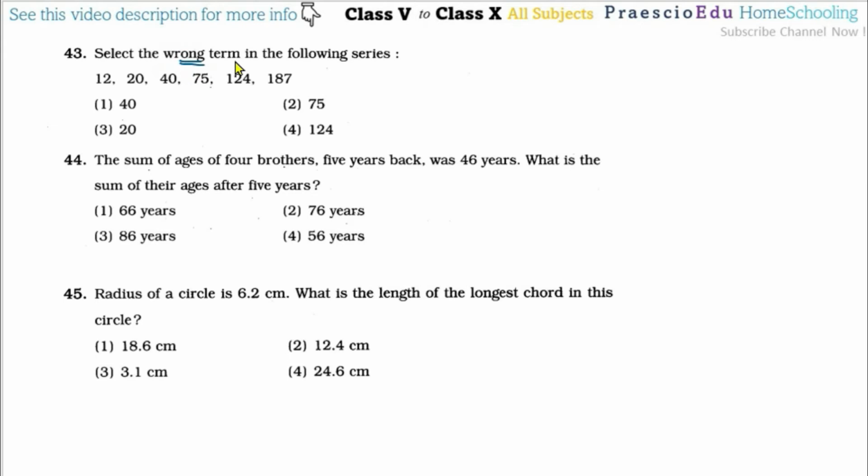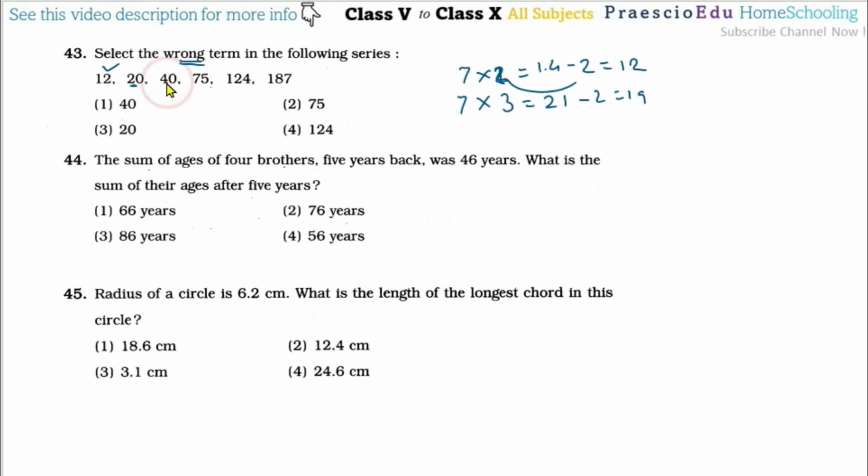So we have to find out the wrong terms. Here 7 multiplied by 2 is 14, and then minus 2, we are getting 12. So this 12 is here. Then 7 multiplied by 3 is 21, and then minus 2 we are getting 19. But here 20 is given.